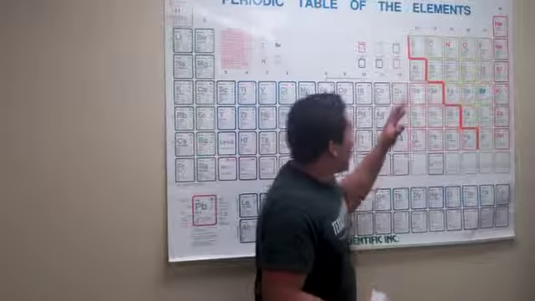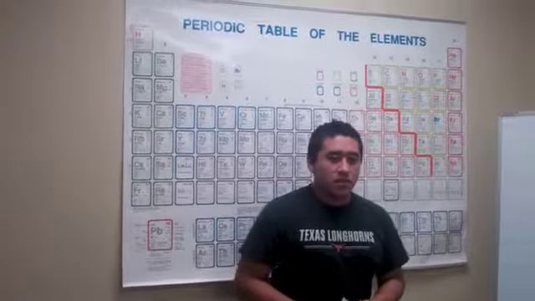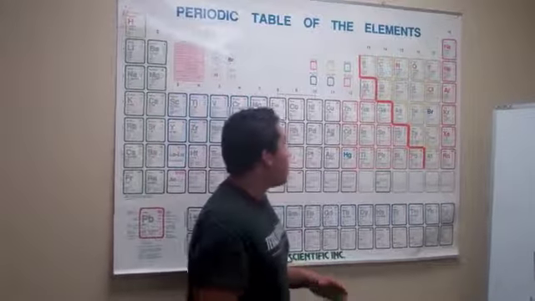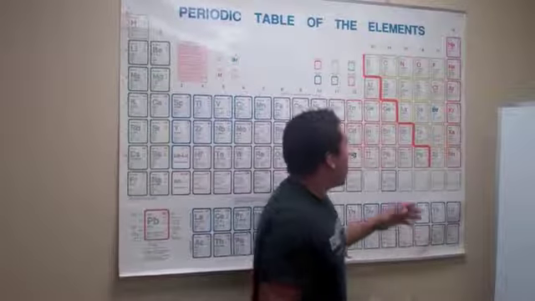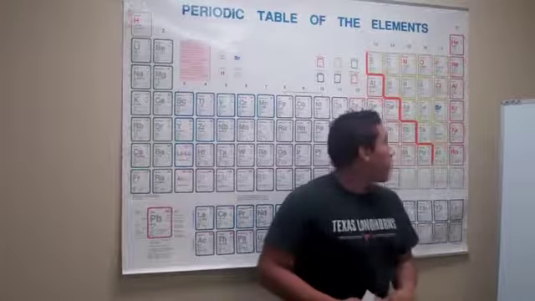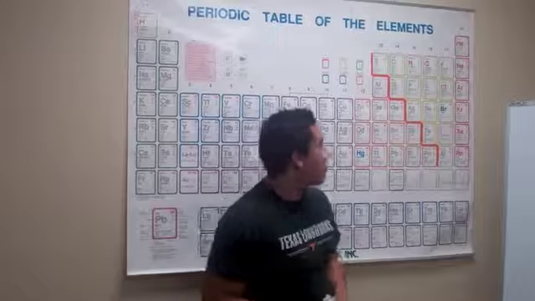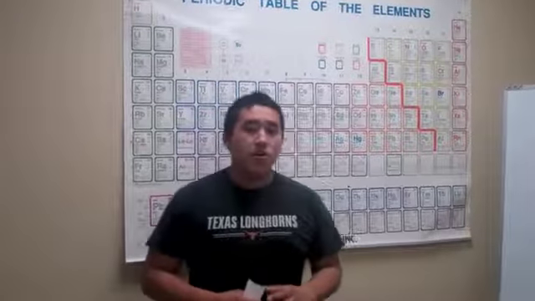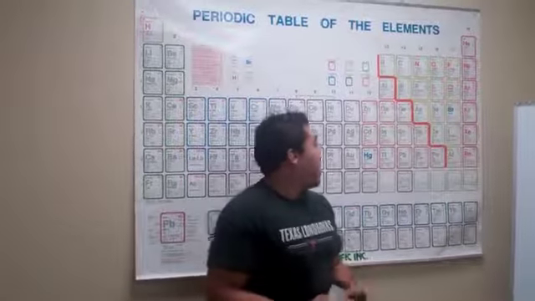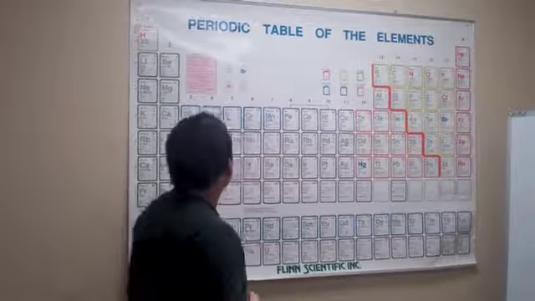Now once we get to nitrogen, that's when it changes. It changes to a -3 charge. Now oxygen will have a -2 charge, and fluorine will have a -1 charge. Once we get to the noble gases, they have a 0 charge, and that's because they are stable gases, and that's why they have a 0 charge.